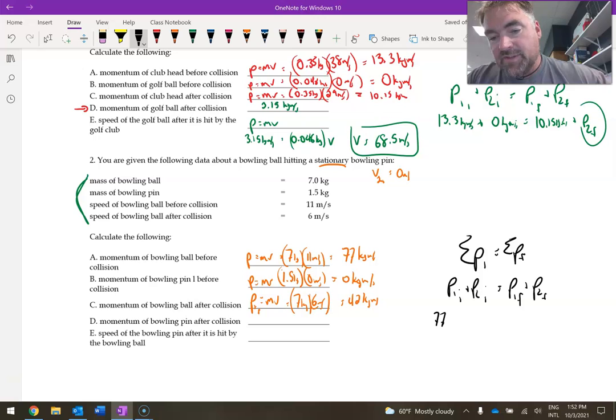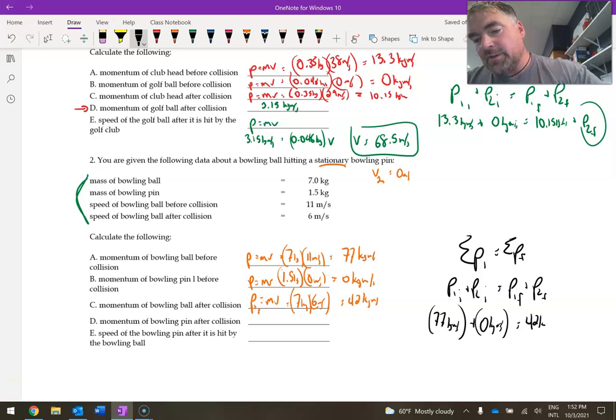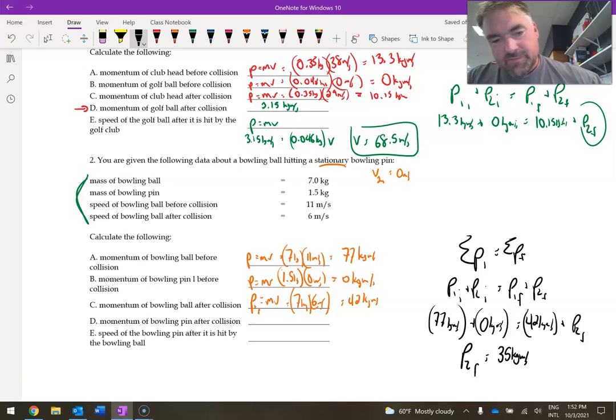So we've got 77 kilogram meters per second plus 0 kilogram meters per second is equal to 42 kilogram meters per second plus P2 final. I can subtract those and get a grand total of 35. So P2 final is going to be 35 kilogram meters per second. That's the momentum.